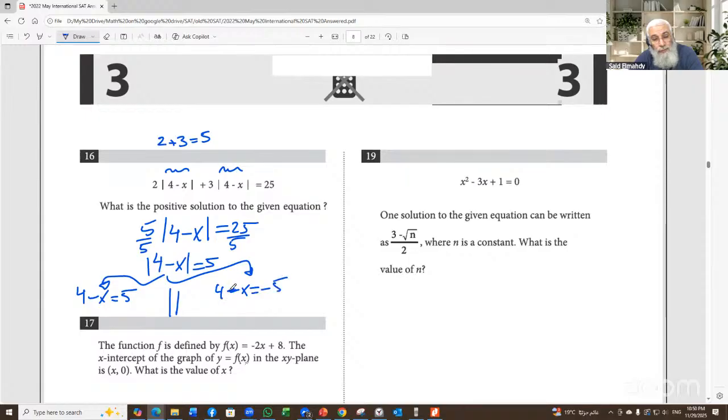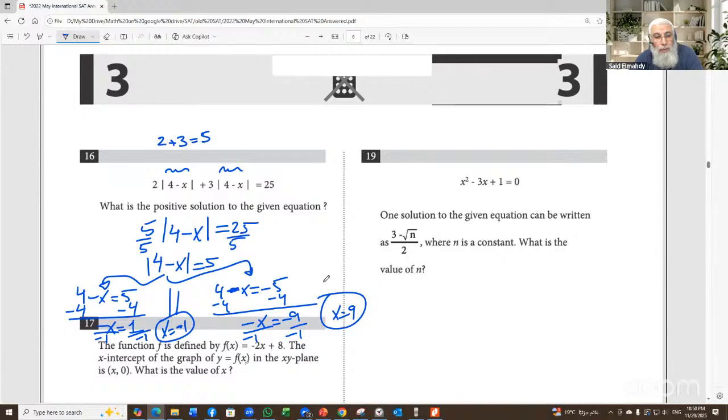We can subtract 4, subtract 4. So minus x equals 1 and minus x equals negative 9. We can divide by negative 1, divide by negative 1. X is equal to negative 1. And divide by negative 1, X is equal to positive 9. It is said here, what is the positive solution? Positive solution is 9. So the answer is 9.